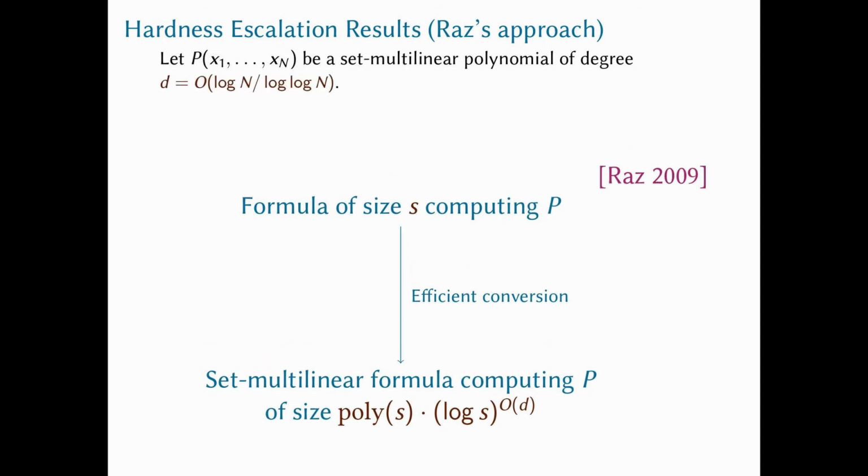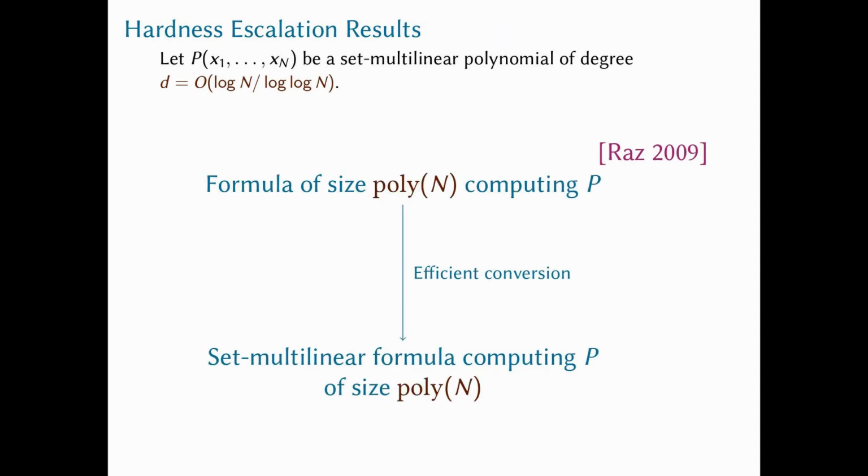In particular, something interesting is that if we consider a small degree polynomial, with degree d of log n divided by log n, in this setting the (log s) to the big O of d becomes polynomial. In particular, it means that if we have a polynomial size circuit computing p, it implies a set multilinear formula computing p of size poly(n).